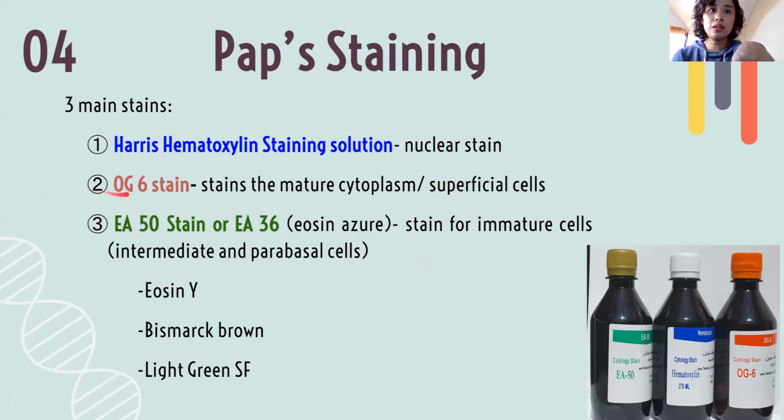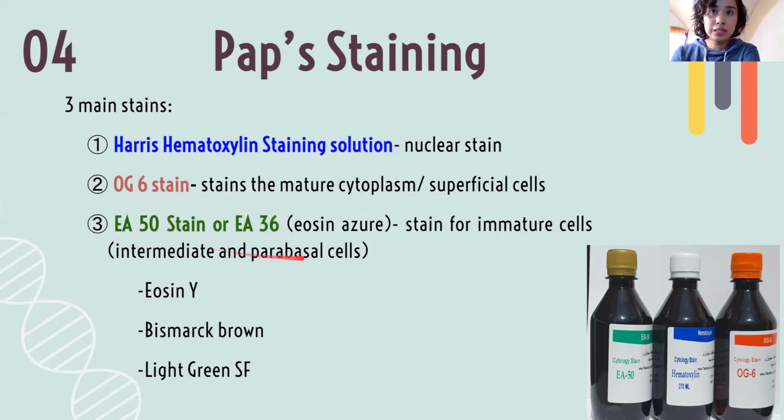Ito yung mga main na stain. OG6 at saka EA50, these are counter stains or your cytoplasmic stain. So, dalawa yung cytoplasmic stain. So, yung OG6 ang galing, class. So, it usually stains, may pagka-orange. Orange, red to pink. Yan. So, it could stain pang-acidophilic. It stains the mature cytoplasm or superficial cells with red. Yan, red to orange. Yan, yung OG6 stain. Ang galing niya. So, itong stain na to, yung cytoplasm is tinistain niya ng pink, yung mature.